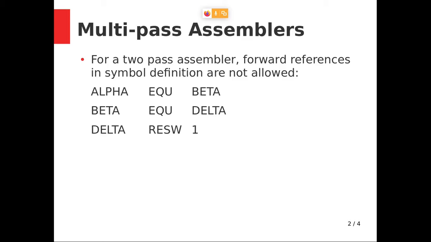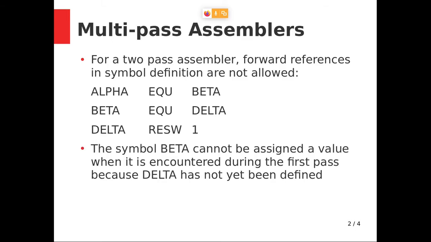So in this case there is a forward reference, that is alpha. The definition of alpha is equal to beta, but the definition of beta will come after that of alpha, and also in beta EQ delta, the definition of delta will be in the next line. So these are the forward references in symbol definition. And the symbol beta cannot be assigned a value when it is encountered during the first pass.